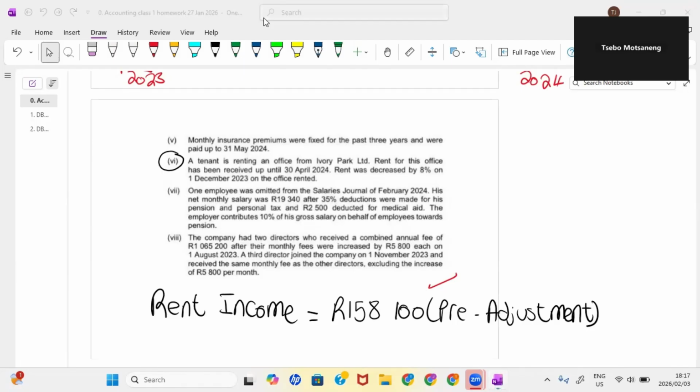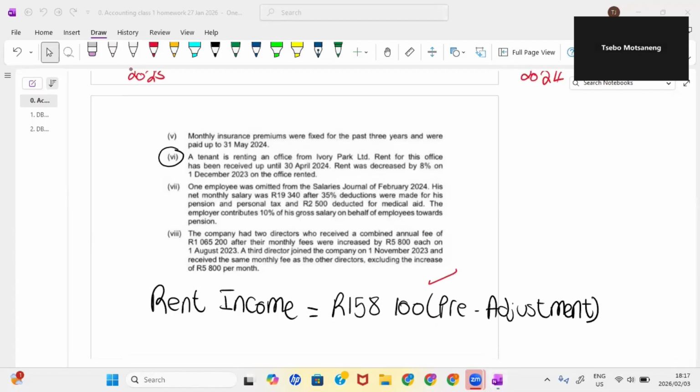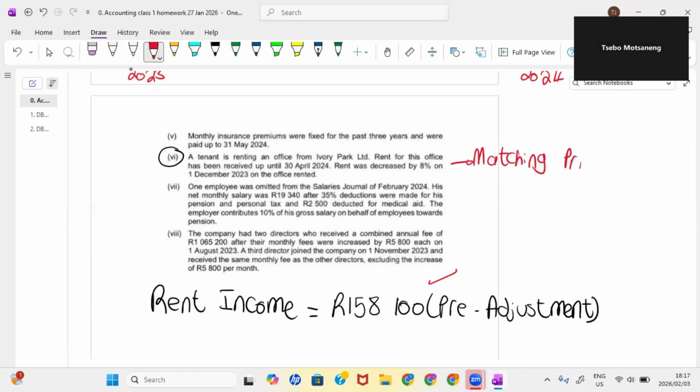by just reading through this adjustment, what should be clicking for you is that this adjustment is actually testing for the matching principle, right? The adjustment is testing for the matching principle. And why do we say that?